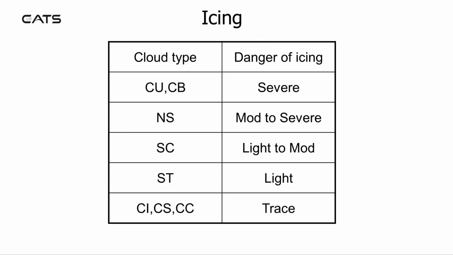Icing in clouds. In CUCBs, the danger or risk of icing is severe. In nimbostratus, it's moderate to severe. In stratocumulus, light to moderate. In stratus, it's light. And in the high clouds, cirrus, cirrostratus and cirrocumulus, the danger of icing is extremely unlikely.